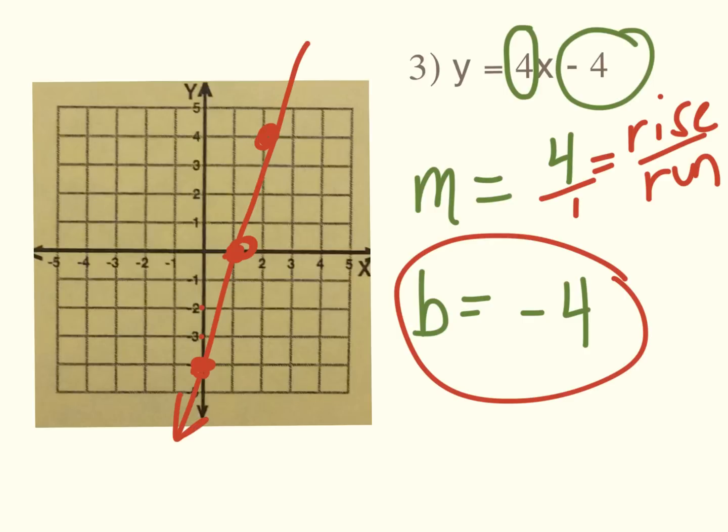Connect and put arrows through. Then double check everything. Did I begin in the right spot at -4? Is my slope positive, and does it show a rise of 4 and a run of 1? And it does.